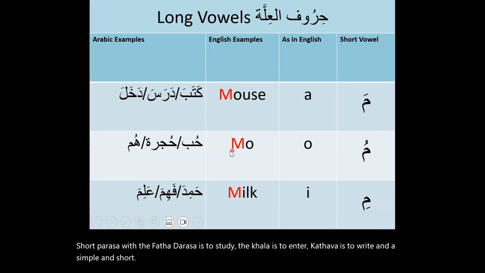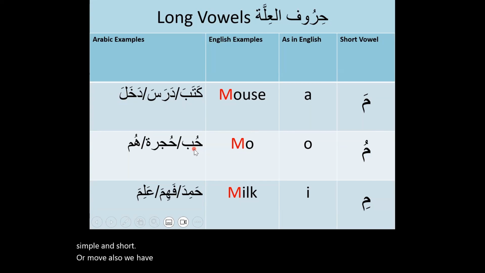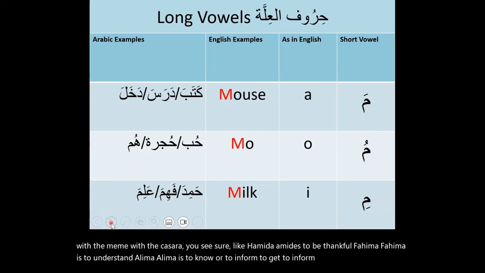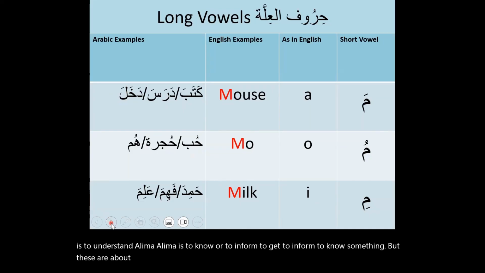For the dhamma, we also have short. Hub is love. Hujra is room. Hum is they. And then with the meme with the kasra, you see it's short. Like hamida, to be thankful. Fahima, to understand. Alima, to know or to inform. So these are the short vowels that we already talked about in the previous video.